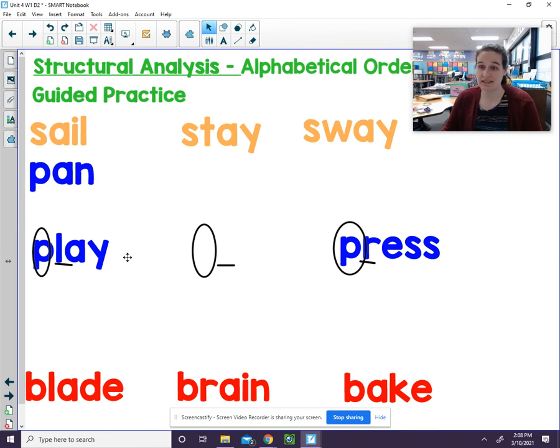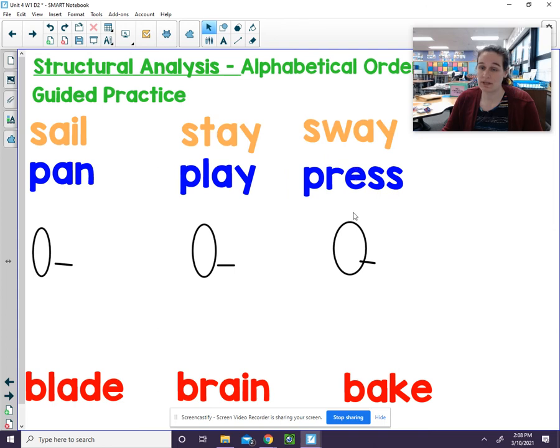What comes next in the alphabet? L or R? L comes next in the alphabet, so our next word would be play. That means press would be our last word.